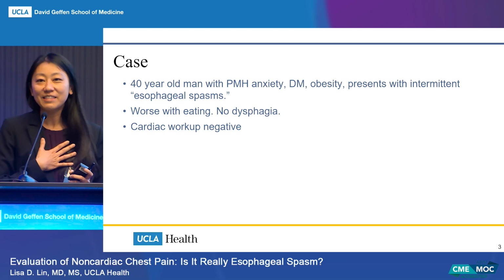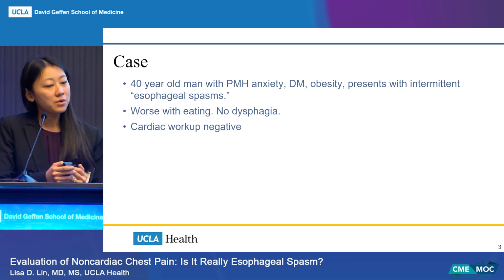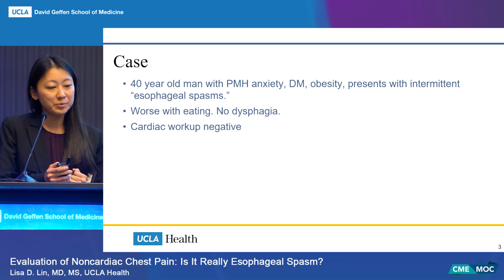So he reports the symptoms are worse with eating, no dysphagia, and cardiac workup, of course, negative. I just want you to keep the sample case in mind as we go through the rest of the slides, and think about how you would evaluate and treat this gentleman.